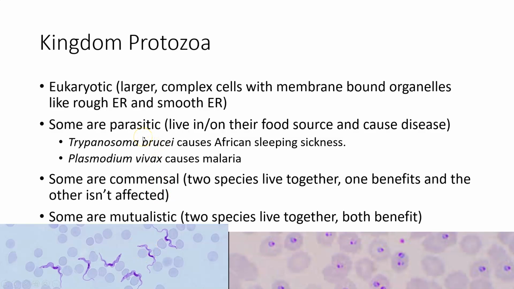So parasites, one organism wins, the other one loses. In this case, the parasite wins because they have a food source. The person that they're living in or on, they're losing because they have a parasite that's causing an infection and they're going to have symptoms as a result. Commensal, still 2 species living together. One wins, one doesn't do anything. It doesn't win, it doesn't lose.